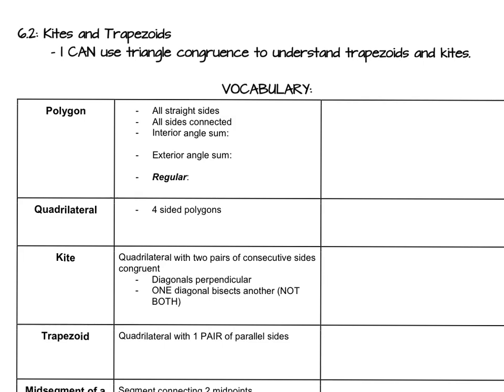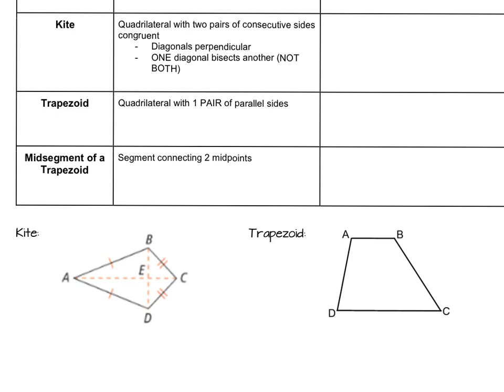The second part of lesson 6.2 is all about trapezoids. In this lesson, we'll define trapezoid and take a look at its unique characteristics. Scrolling down to the definition of trapezoid. A trapezoid is a quadrilateral with just one pair of parallel sides, which means they would not intersect.